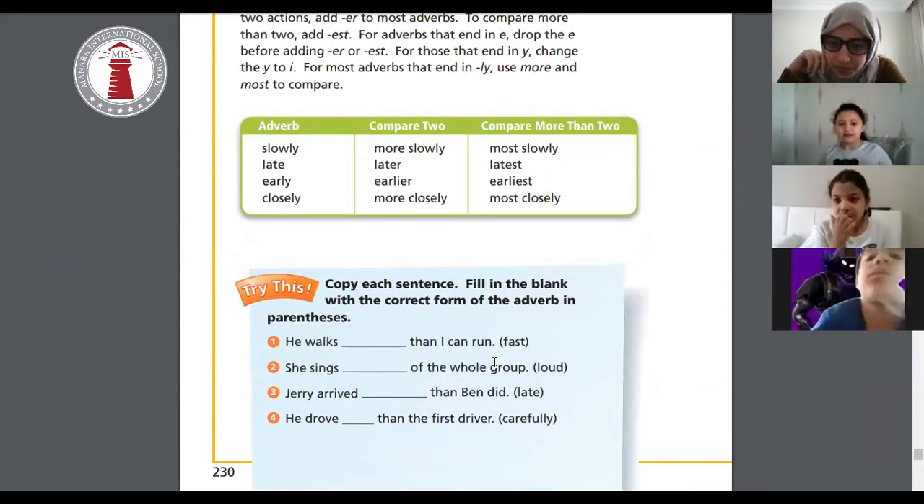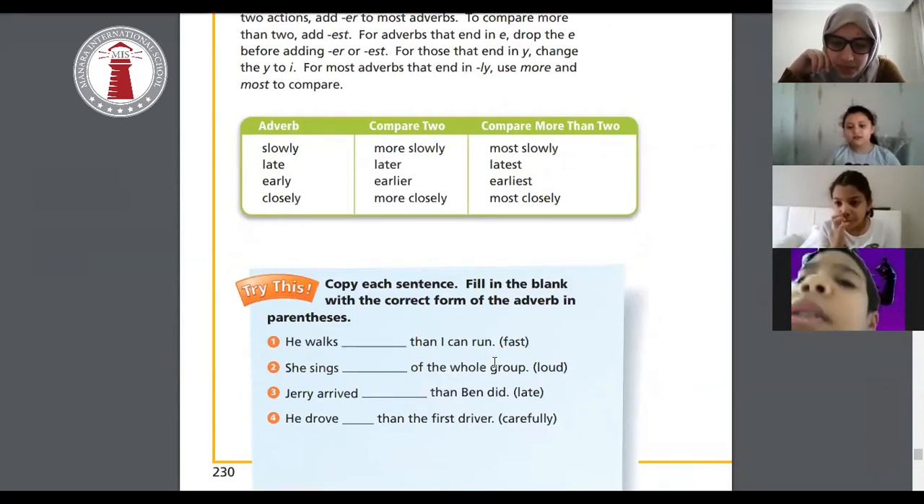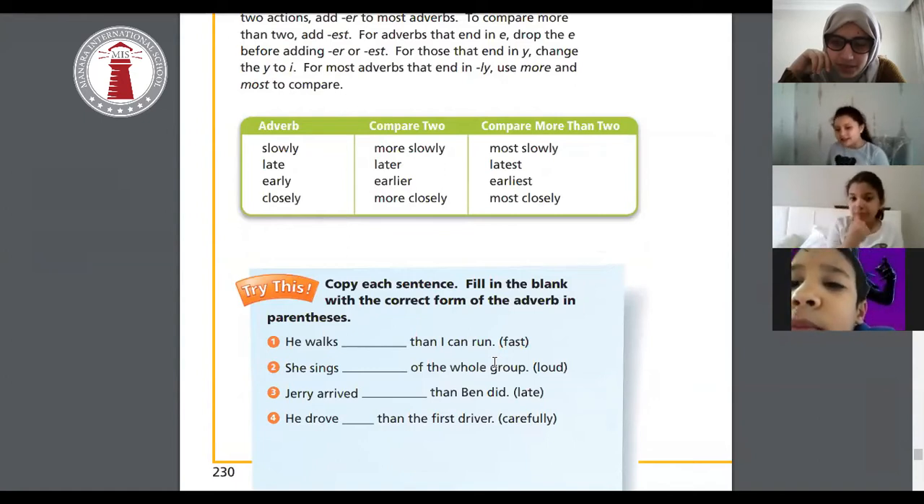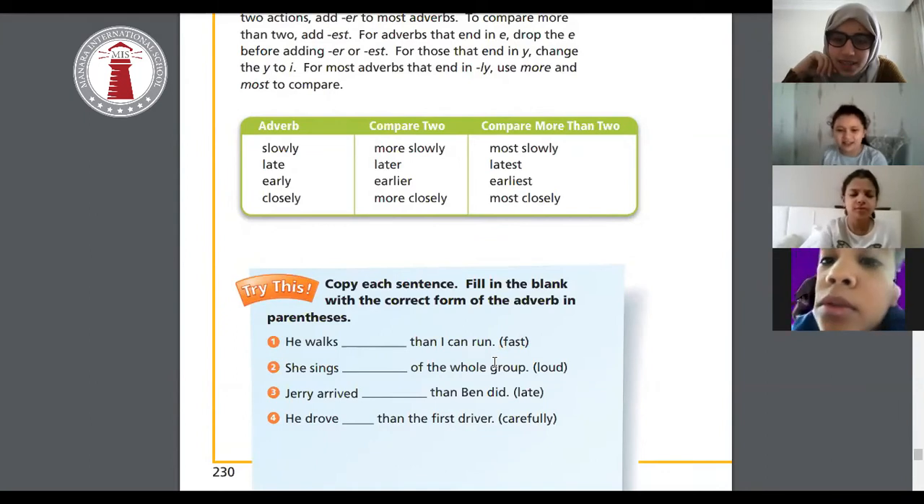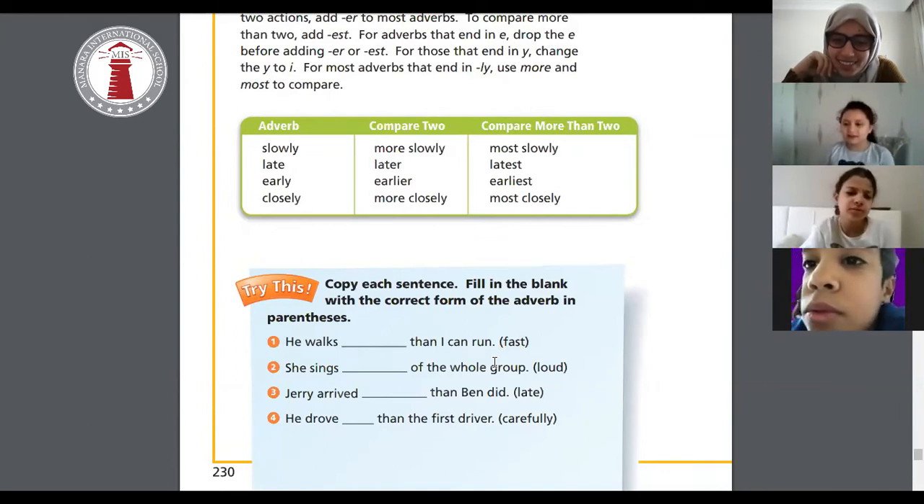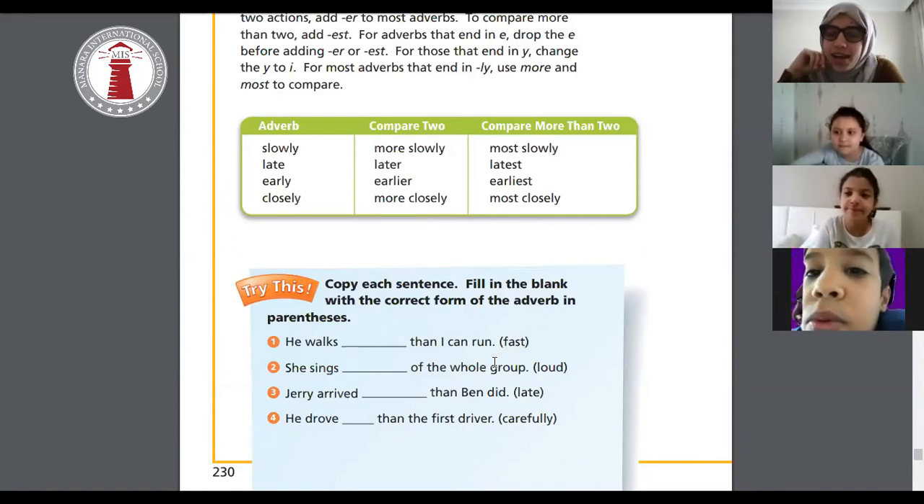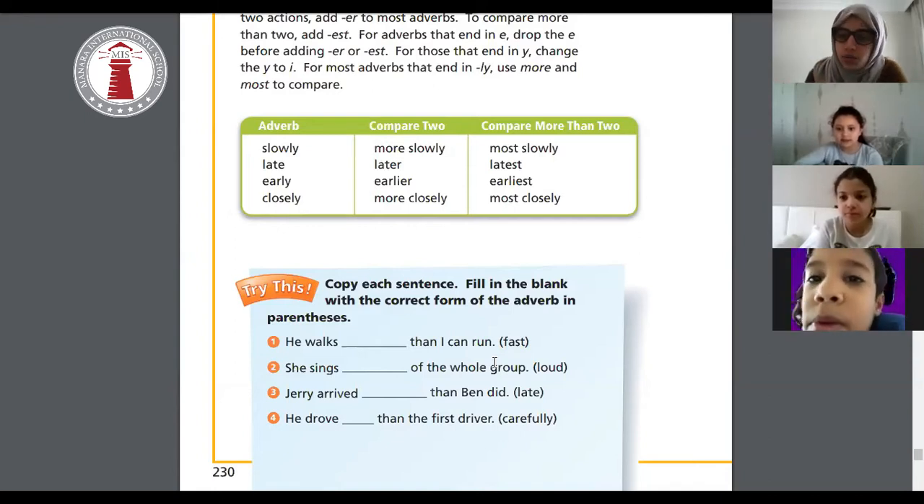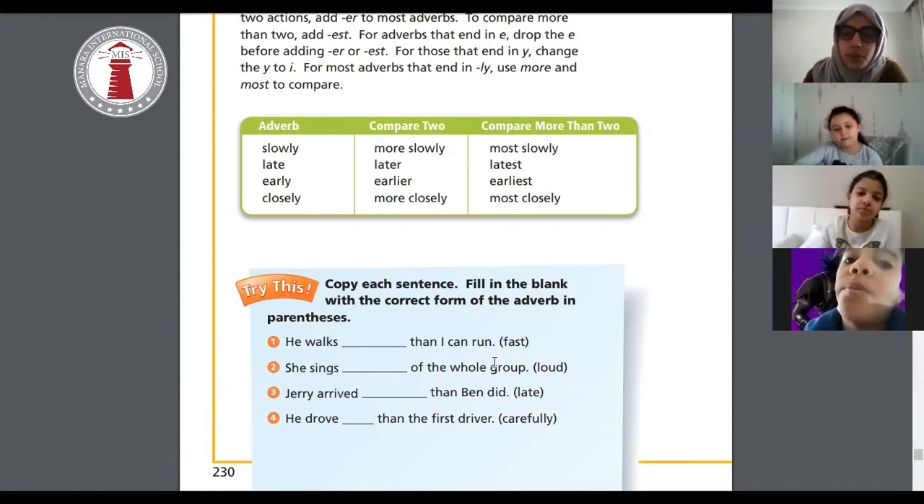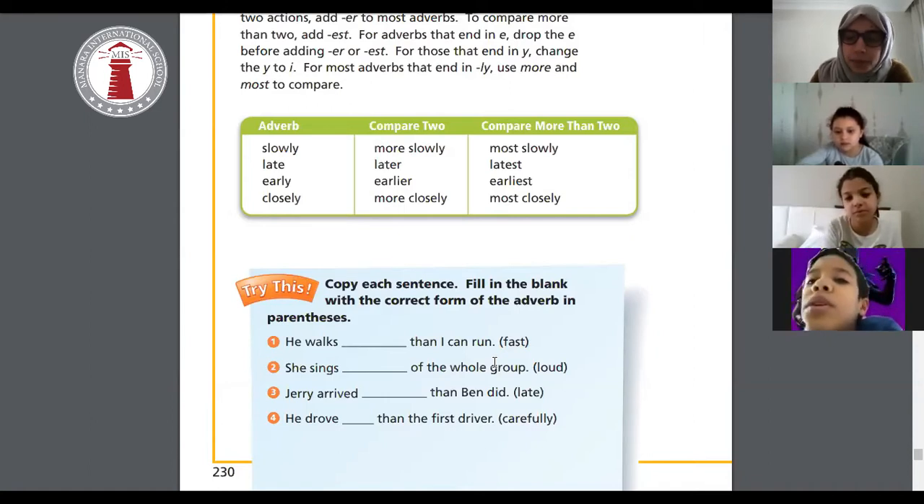He walks, space. Then I can run. So fast. Fast is an adverb because it's describing how he was walking. So it's answering the question how. How can I put fast to compare? First of all, do I need to add er or est?